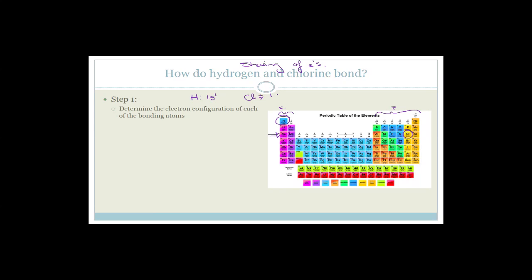It is going to be 1s2. It's got all the electrons in the first energy level. Then it's got 2s2, all the electrons in the second energy level, the first part of the orbital. 2p6, then 3s2, and then 1, 2, 3, 4, 5: 3p5. So there we've got the electron configuration of each of the bonding atoms.